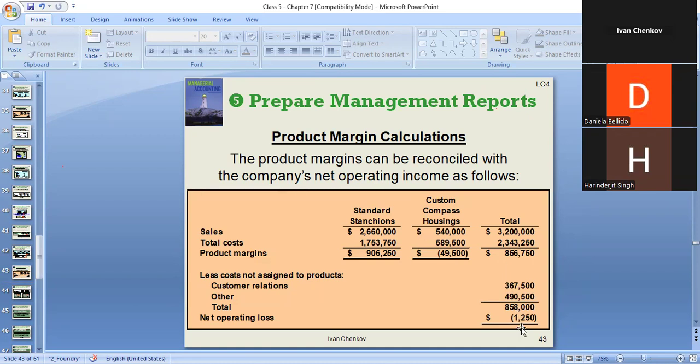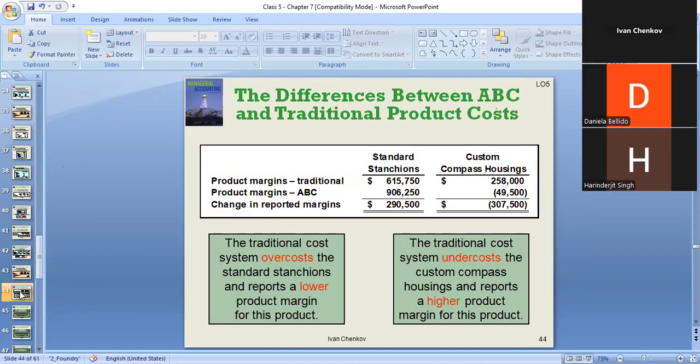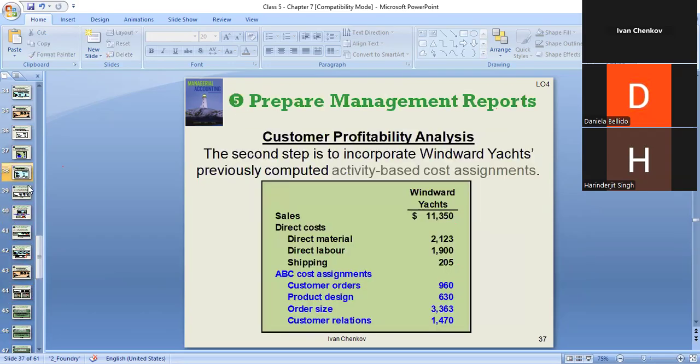Again, we cannot change the bottom line, but we can see how much each department, or how much this division, contributes to the company. Now, this is from the activity-based costing. We can apply it to the company, we can apply it to the customer, depends on what we want to achieve.